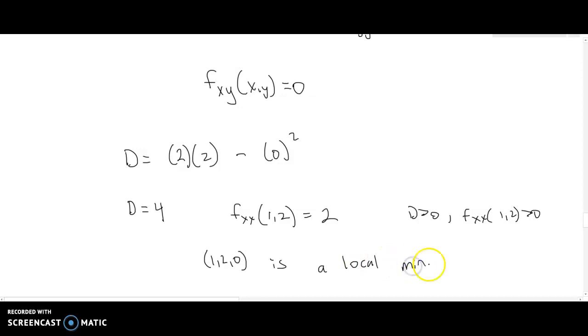And that's in agreement with what we found earlier, but this test allows us to make that more concrete without having to look at a graph of the function.